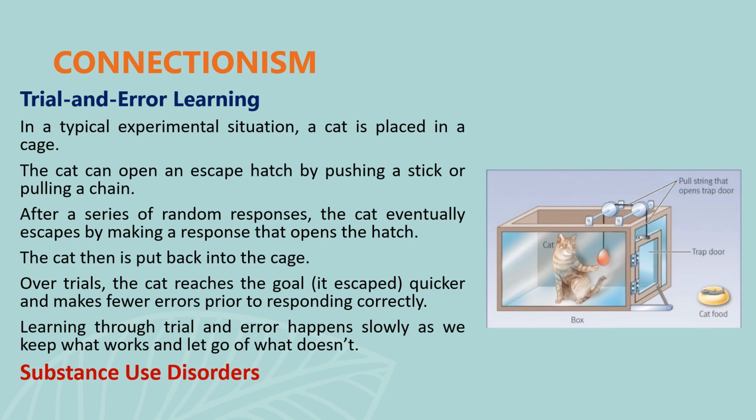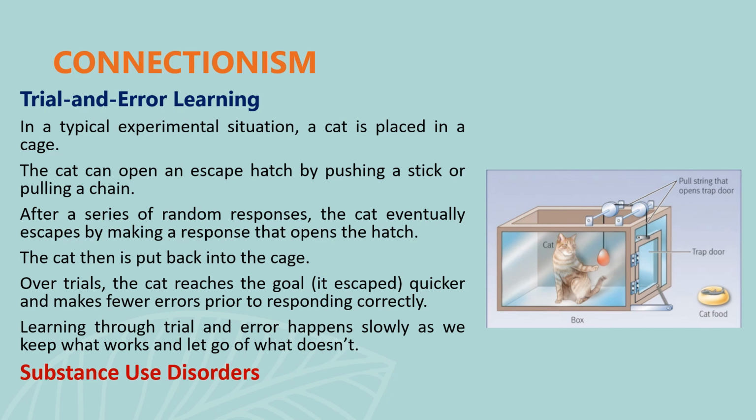So one of his theories is trial and error learning. In a typical experimental situation, a cat is placed in a cage by him. The cat can open an escape hatch by pushing a stick or pulling a chain. So the cat was placed in the box and there was a chain and a push button, by pressing or pulling which the cat could escape.